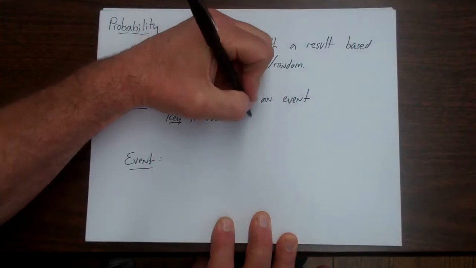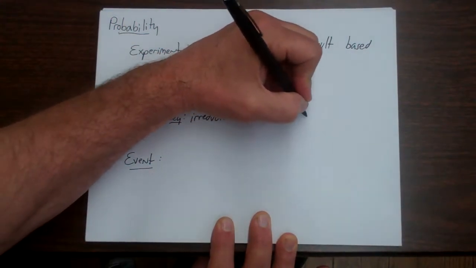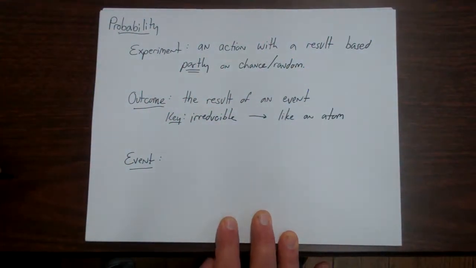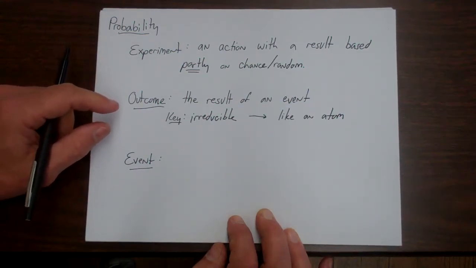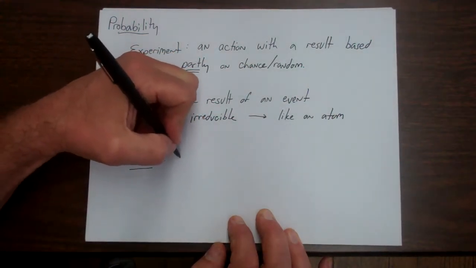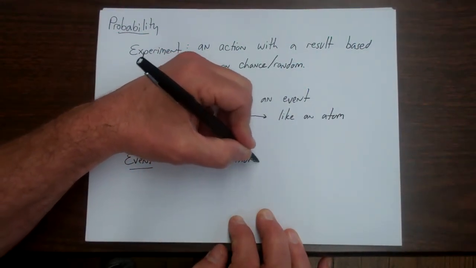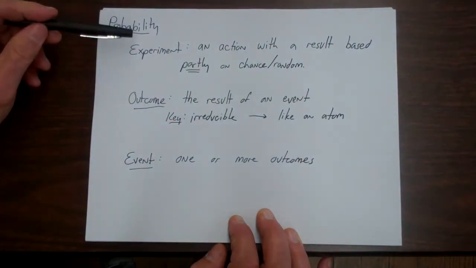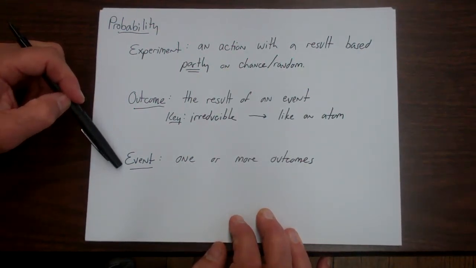And the way to think about it is, by analogy, it's sort of like an atom, or at least the way that they used to think atoms were. It was the smallest building block. It's the smallest result of an experiment. Whereas an event is defined as one or more outcomes. So when you have an experiment, you have a series of outcomes, and those outcomes can be grouped into events.